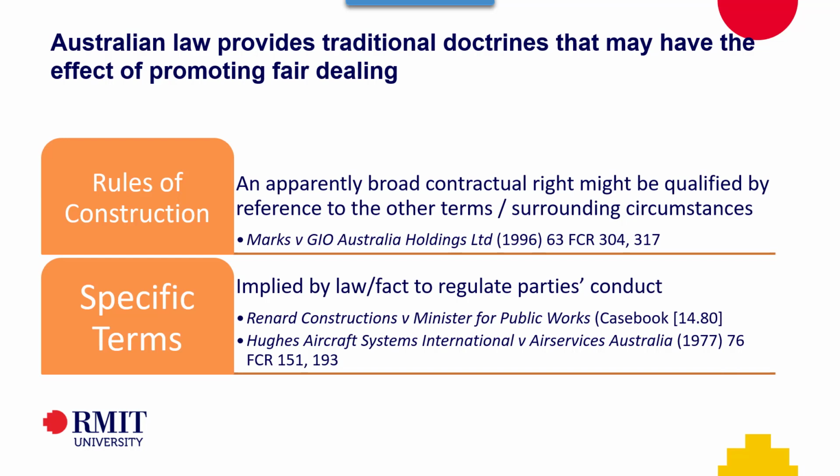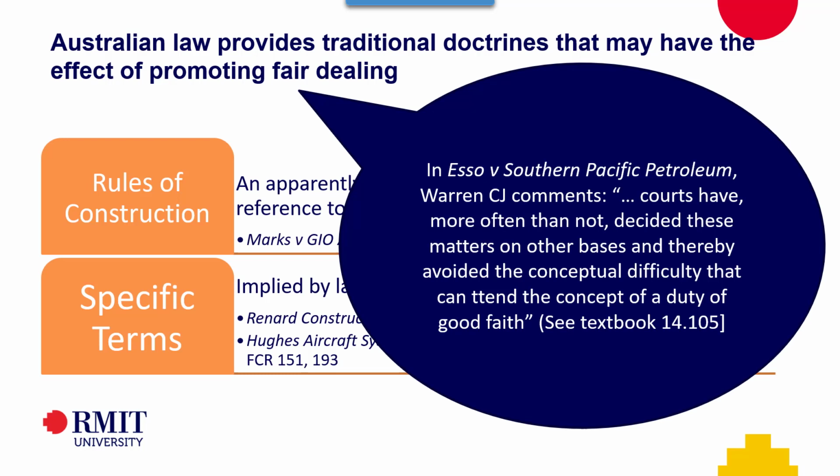And an apparently broad contractual right might be qualified by reference to other terms or surrounding circumstances. Also, specific terms can be implied by law or fact to regulate the conduct of the parties. So we'll talk about Renard, and Hughes Aircraft System and Air Services Australia is another case in that bundle that was in the reading. I'll probably stick with Renard because it's a bit more recent. No, I think it might not be more recent.